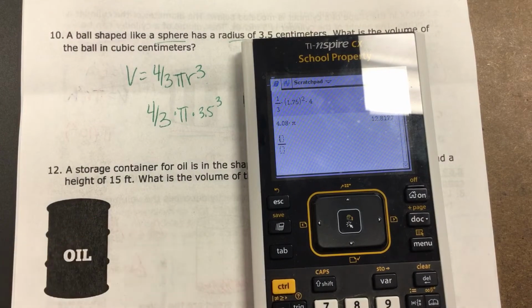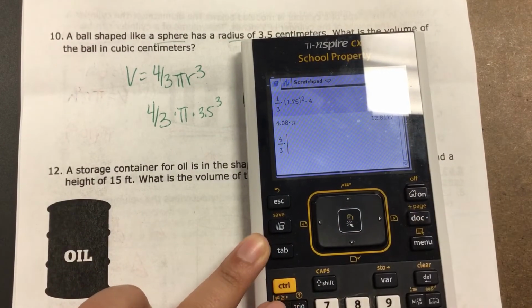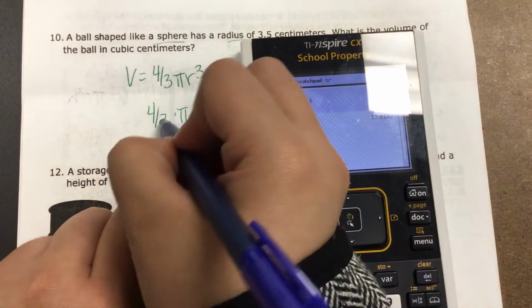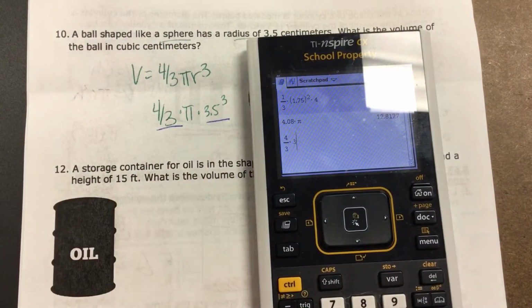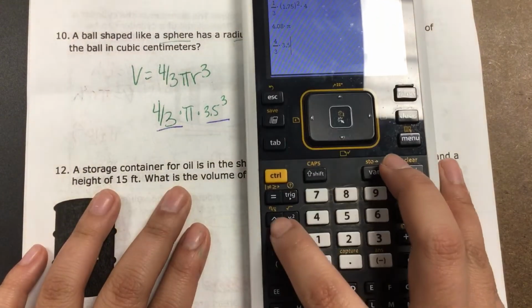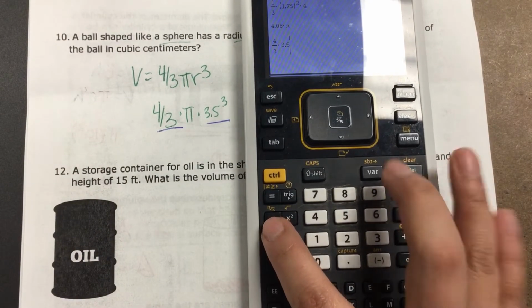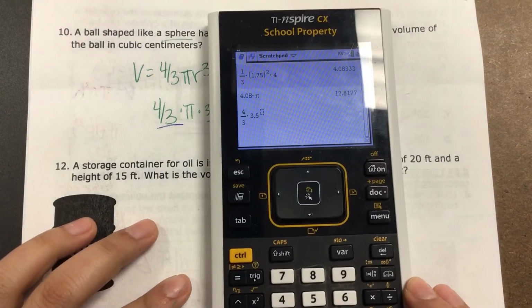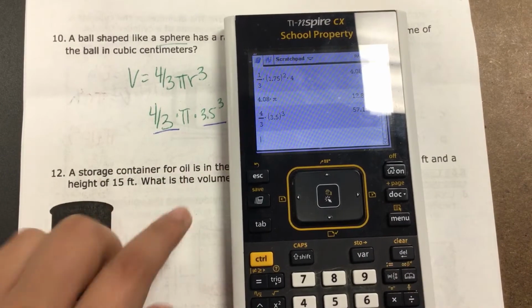Okay, so control divide brings up our fraction. 4/3 times, and then we're just going to multiply 3.5 cubed. We're going to skip pi for now. 3.5. Remember, for cubed, we use our caret button, which is right here, and we want our exponent to be 3. So times 3.5 cubed. Click enter.